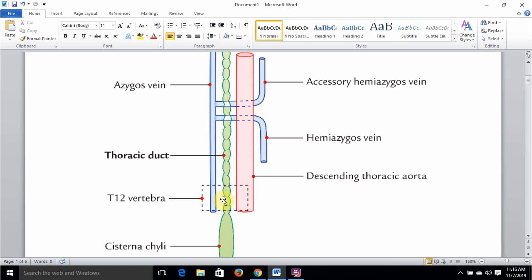diaphragm for some distance. We will also have the esophagus related anteriorly, right? So the esophagus will still be anterior to it, and also the right pleural recess. This is still on the right side of the body. So the recess of the right pleura is in anterior relation.